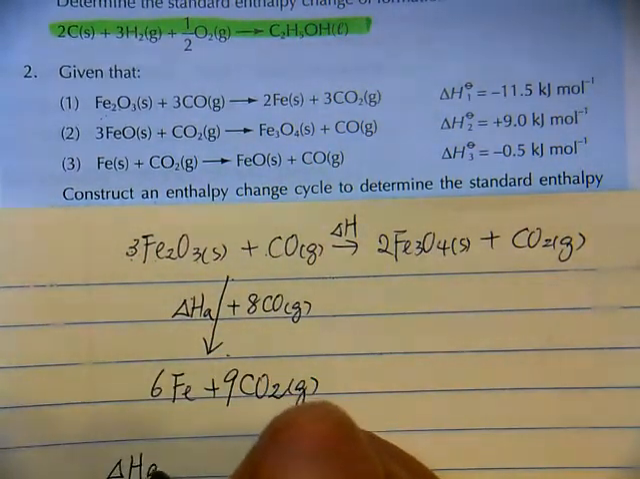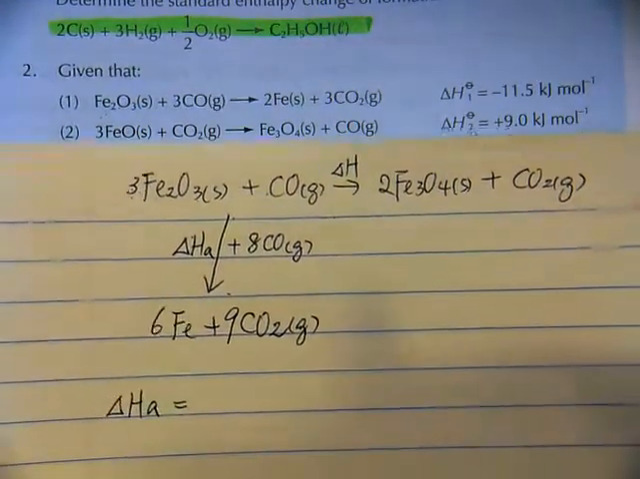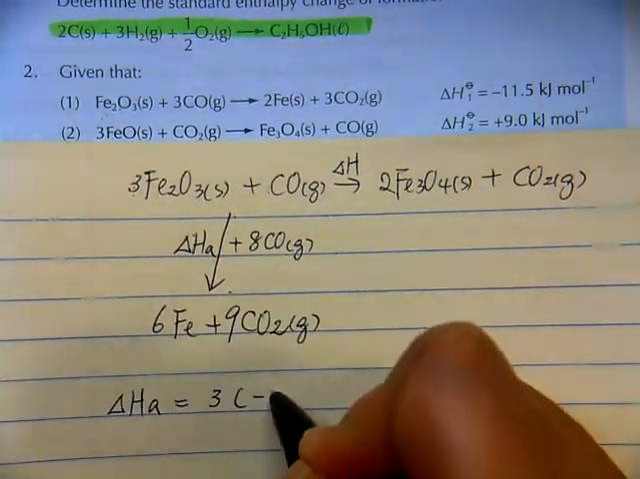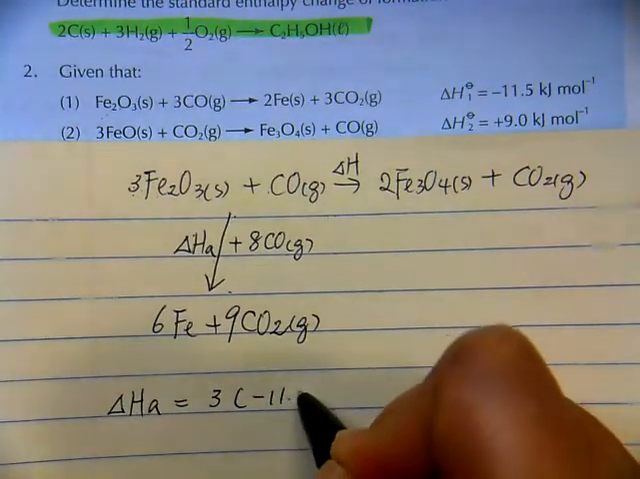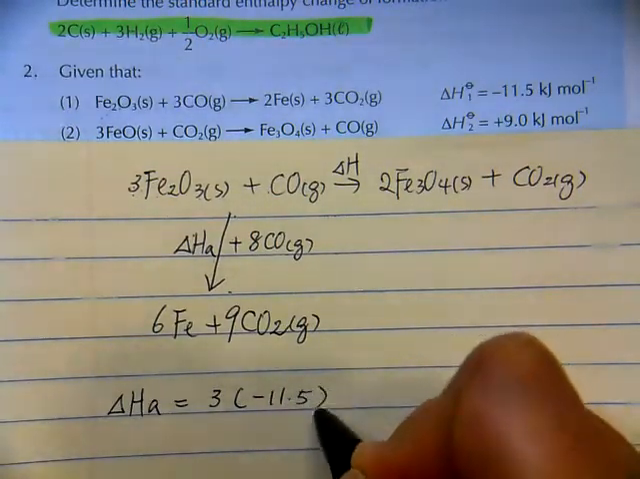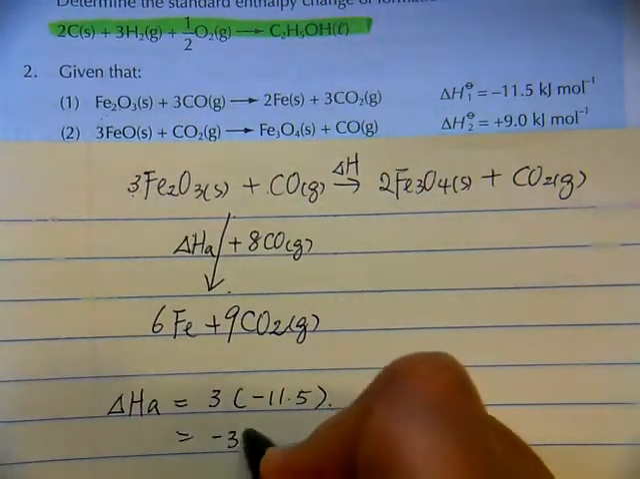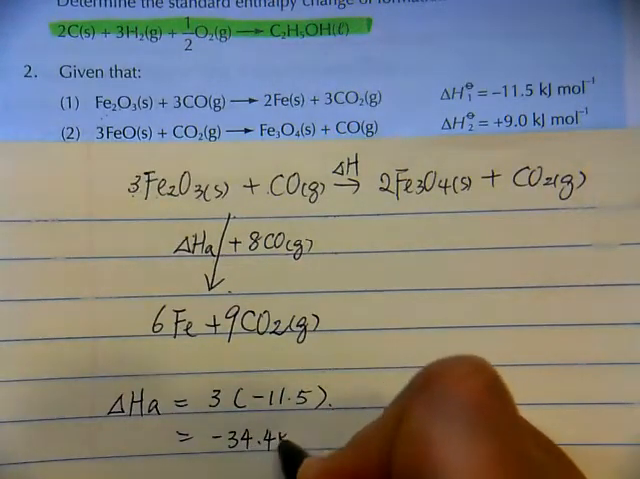What is delta HA? It is equal to 3 times negative 11.5, which is negative 34.5 kilojoule per mole.